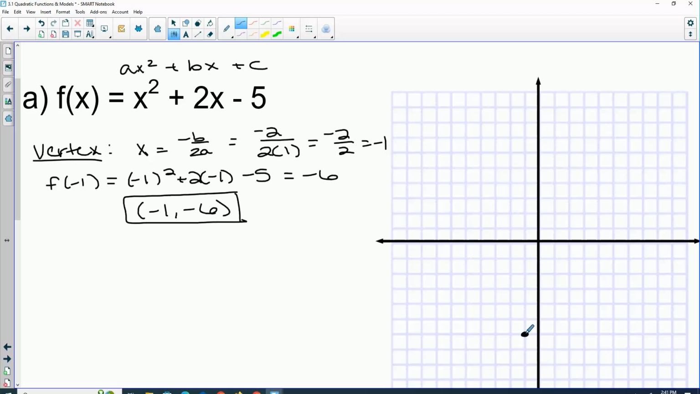And I can go ahead and plot that. I know that is the vertex of my parabola. We don't have to do the whole T-chart. The axis of symmetry.